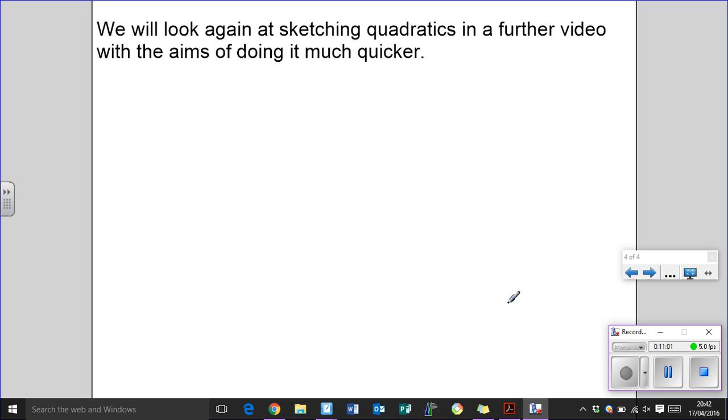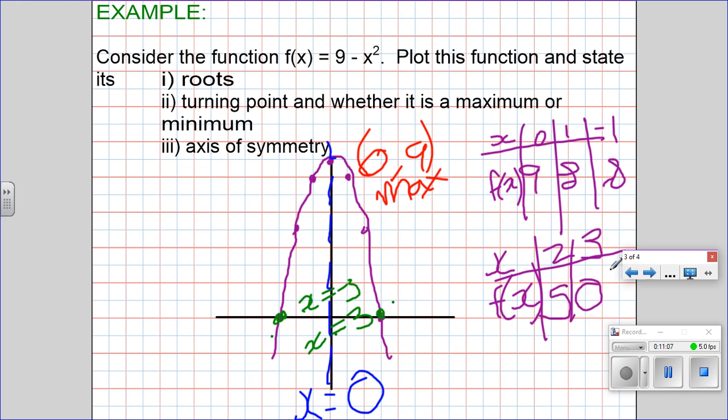We will be looking again at sketching quadratics in a further video with the aims of doing it much quicker. Again, just focusing on those key things. Once you have those key things, you can sketch, and you can sketch quickly and efficiently and accurately.